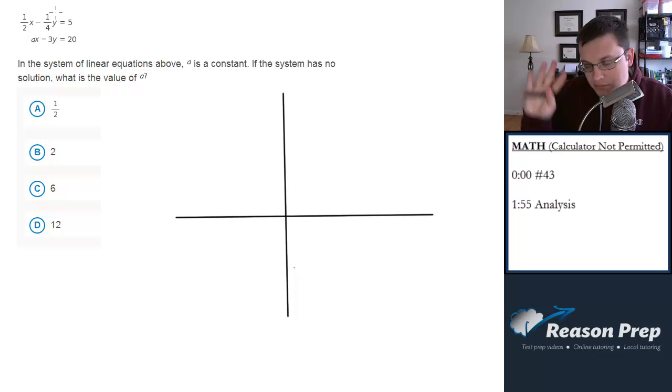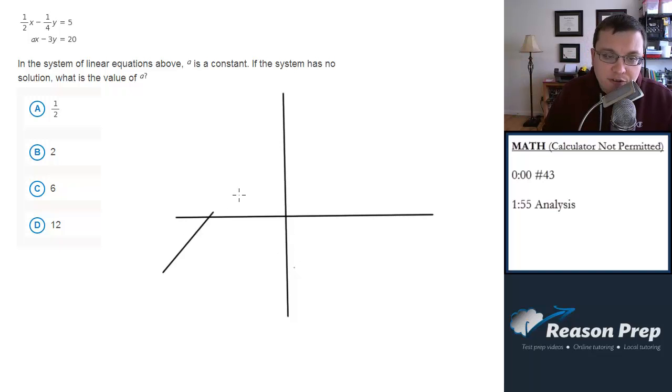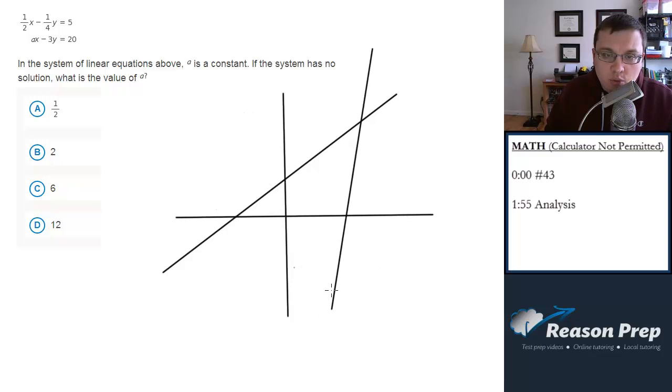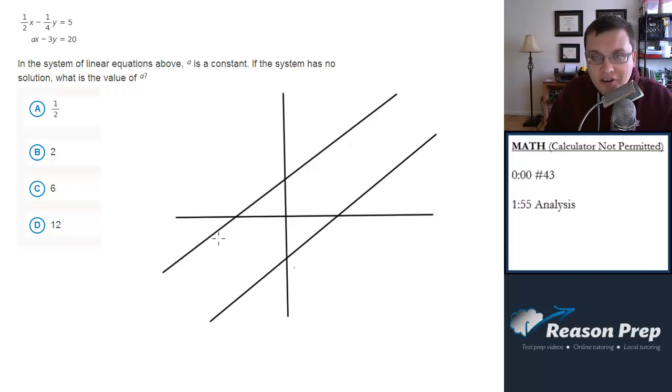I'm just drawing two general lines. Let's say the first one is this. Any other line I draw will have one solution. In other words, one place where they intersect. Except for one line. If I draw a line parallel, they're never going to intersect, and that's when you've got no solution. So what I need to find here is what is the value of a that will make these lines parallel to one another.